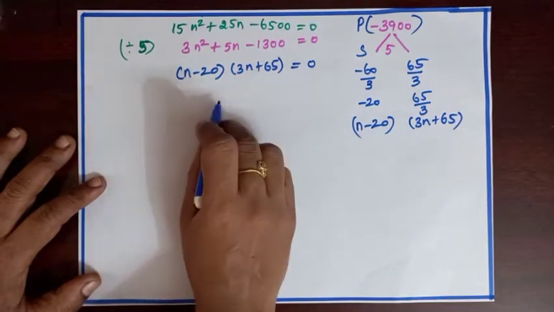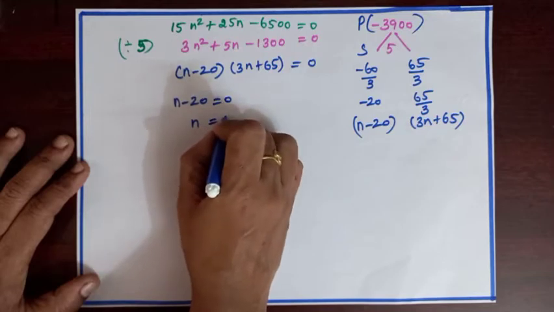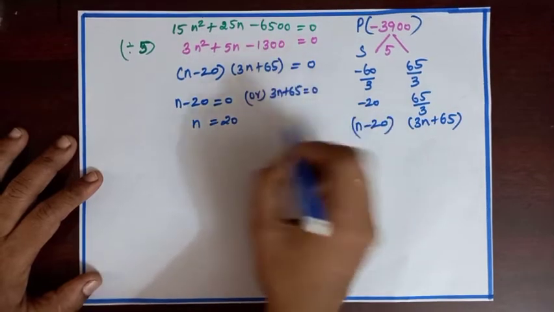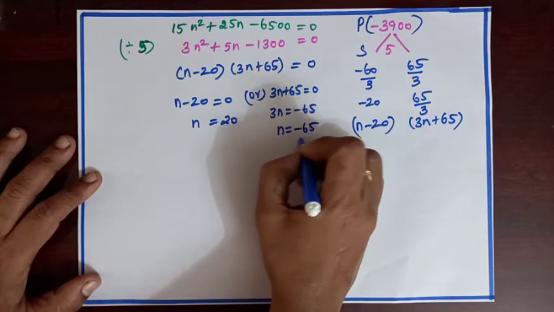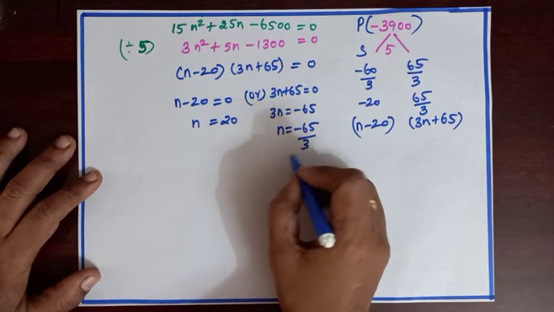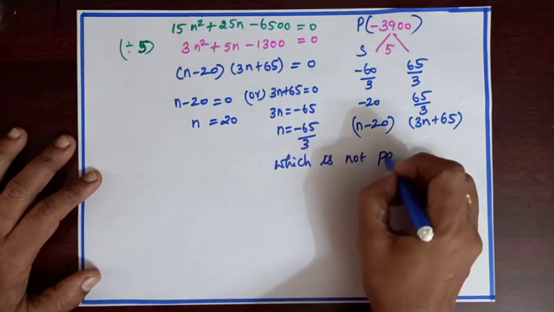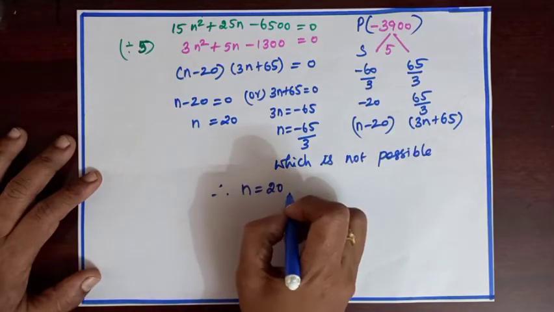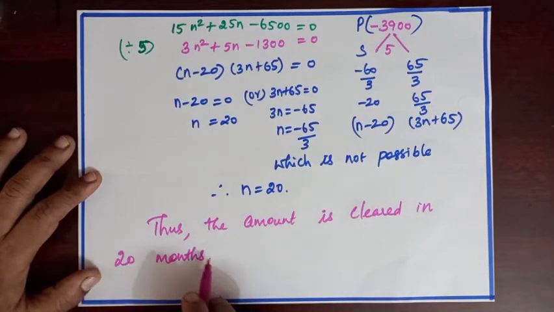Now I am going to equate these factors to 0. n minus 20 equal to 0, then n equal to 20. Or 3n plus 65 equal to 0, 3n equal to minus 65, then n is minus 65 by 3, which is not possible. n cannot be negative. Therefore, the value of n is equal to 20. Thus, the amount is cleared in 20 months.